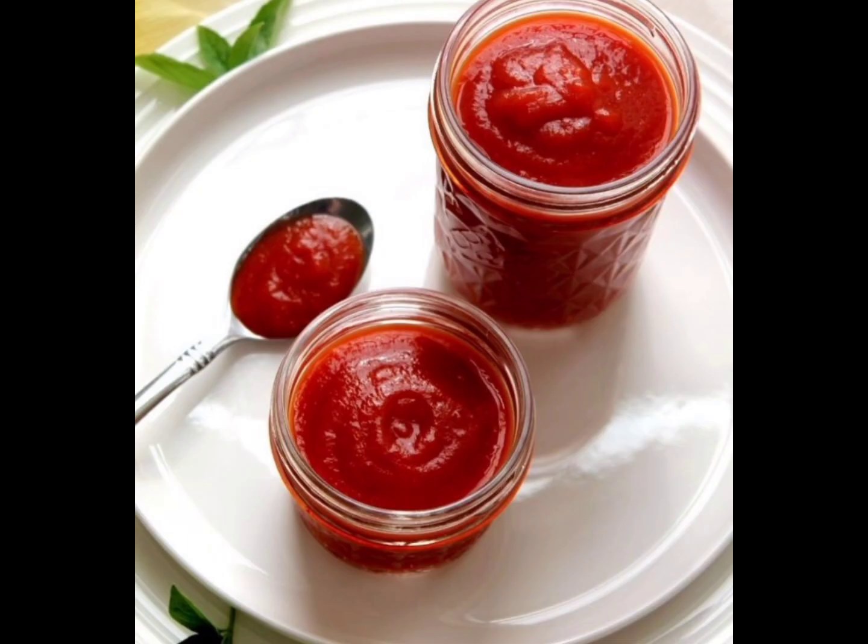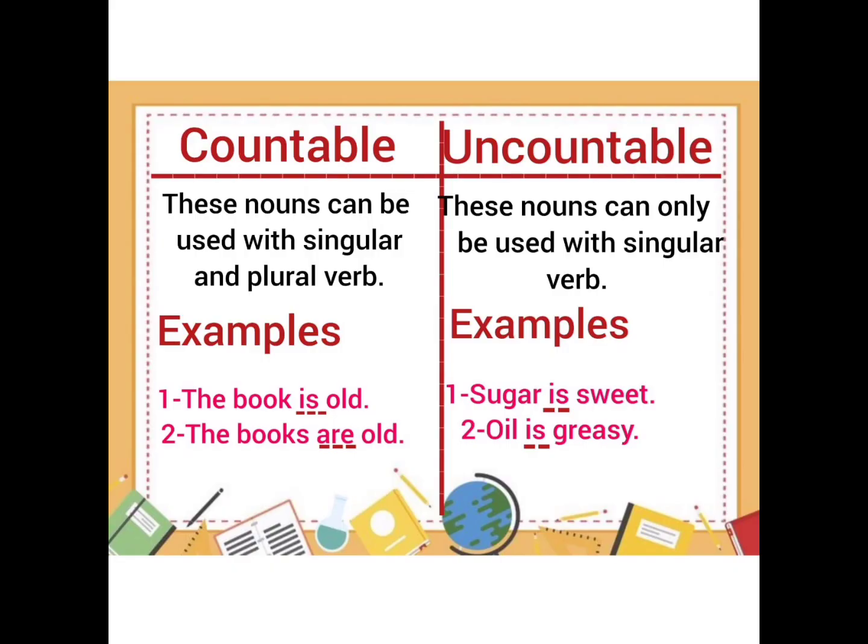The next difference is that countable nouns can be used with singular and plural verbs. For example, this book is old. Book is singular and I have used "is" as a singular verb here. These books are old. Books is plural and I have used a plural verb, "are".